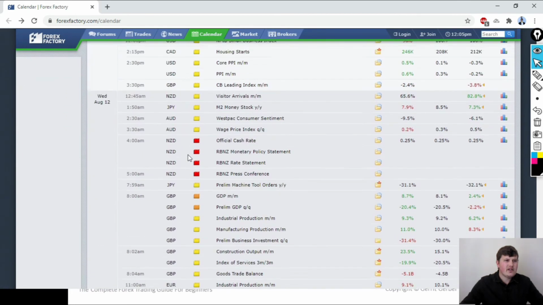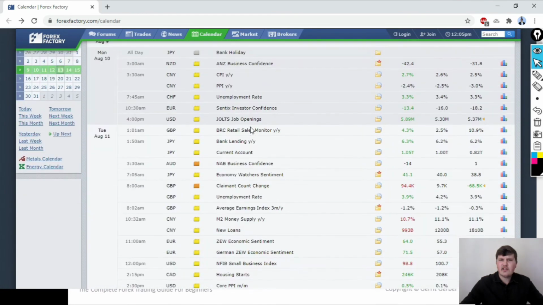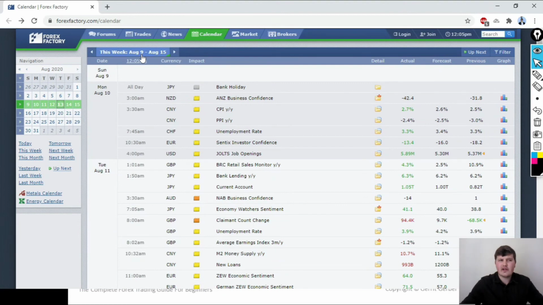And as you can see, this is all of the news releases for the week of 9 August to the 15 August. And here is a couple of different columns to be aware of, where they show you the previous data for this specific news event, the forecasted data for the event, as well as the actual data.